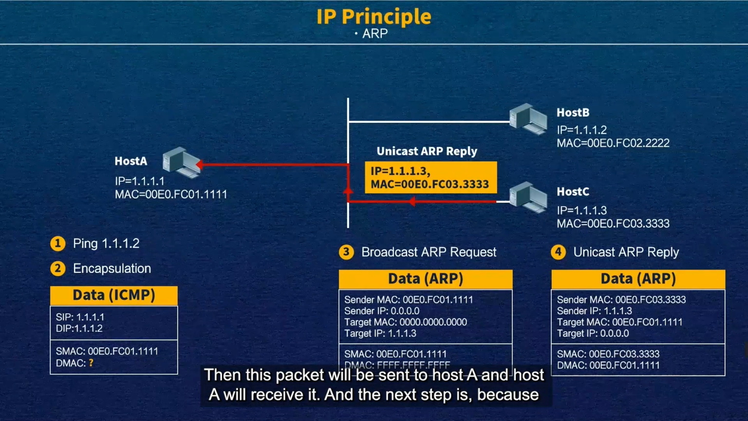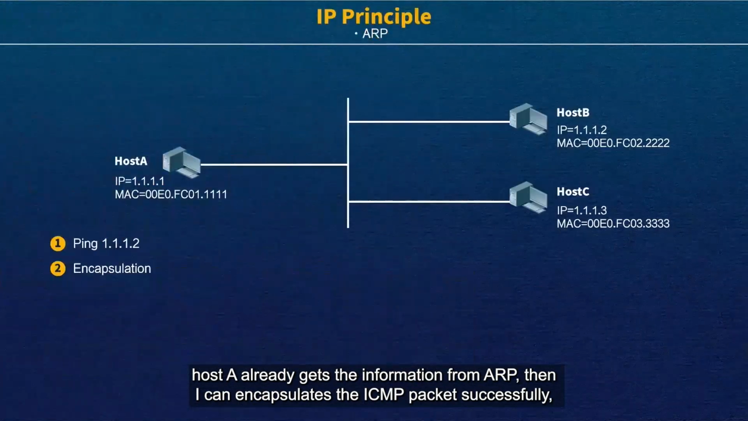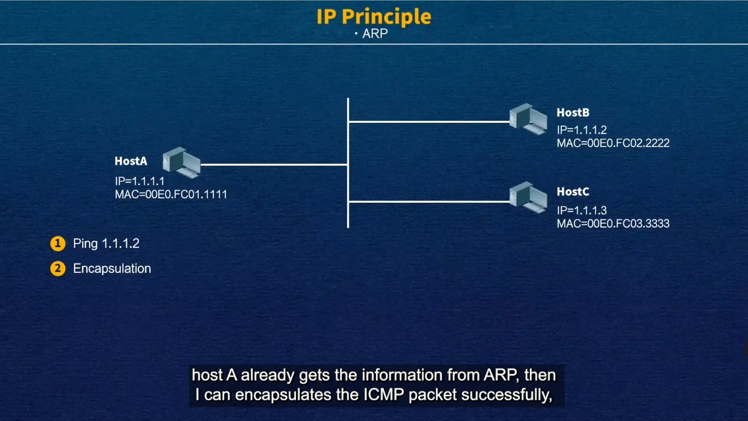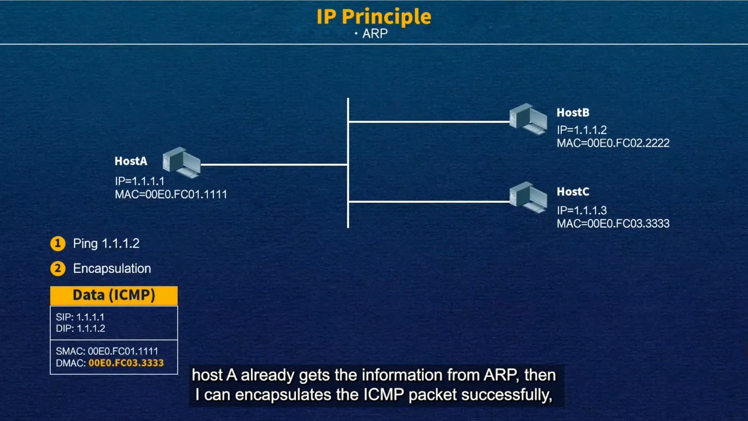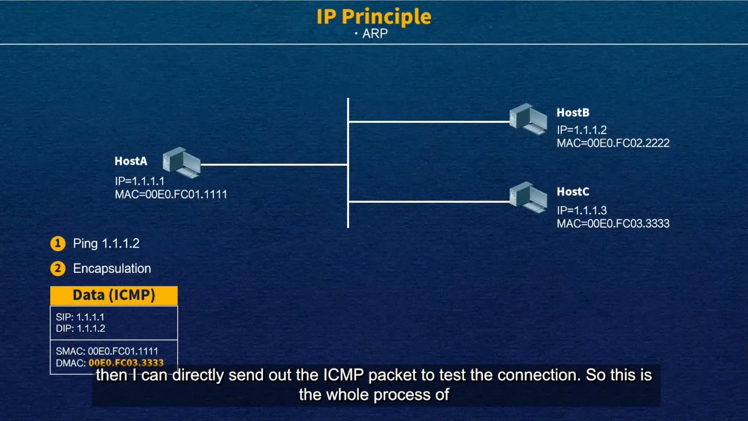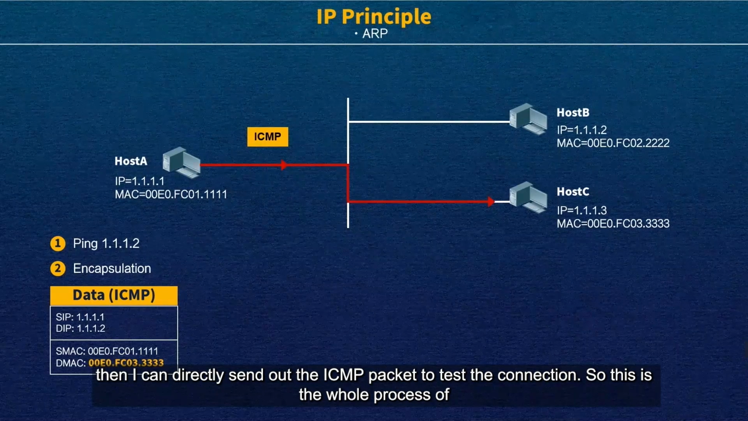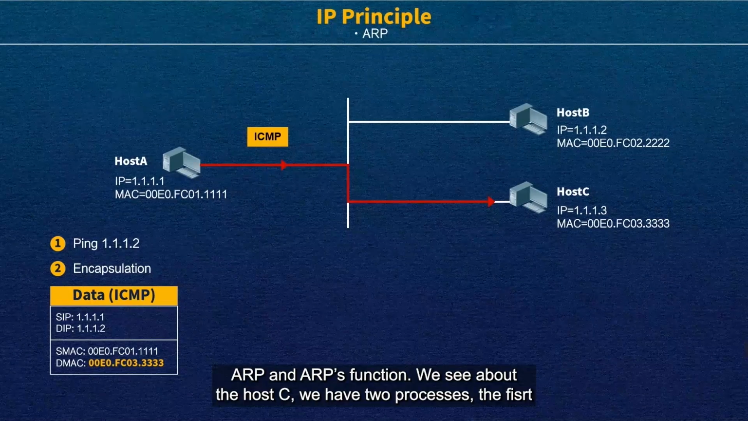And the next step is, because host A already gets the information from ARP, then I can encapsulate the ICMP packet successfully. Then I can directly send out the ICMP packets to test the connection. So this is the whole process of the ARP.